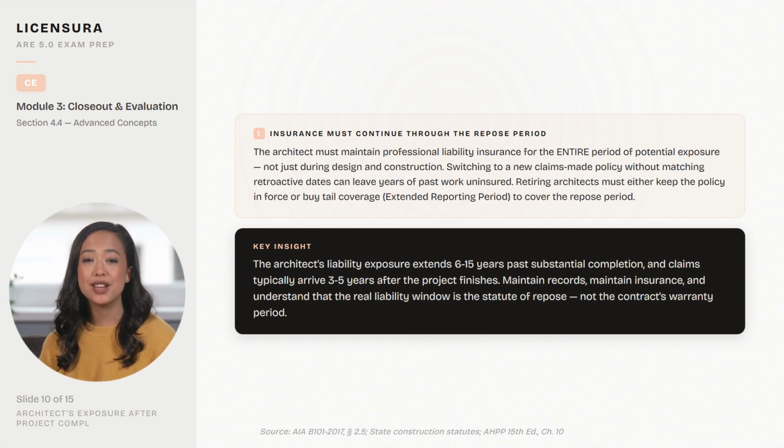Here's the key insight. The architect's liability exposure extends 6 to 15 years past substantial completion, and claims typically arrive 3 to 5 years after the project finishes. Maintain records, maintain insurance, and understand that the real liability window is the statute of repose, not the contract's warranty period.